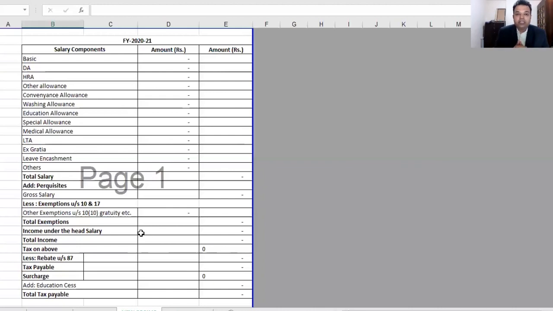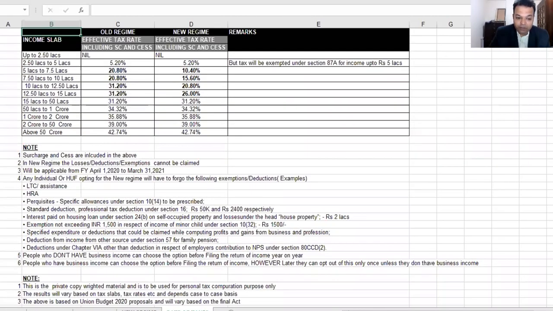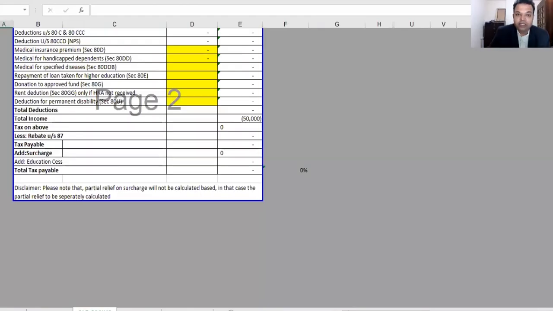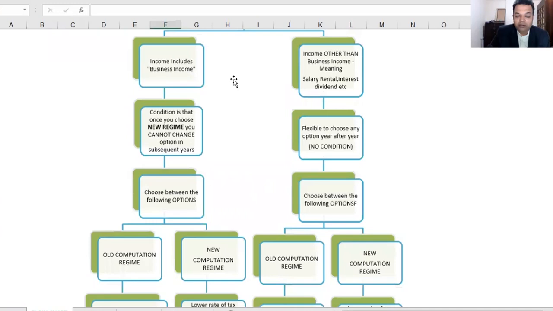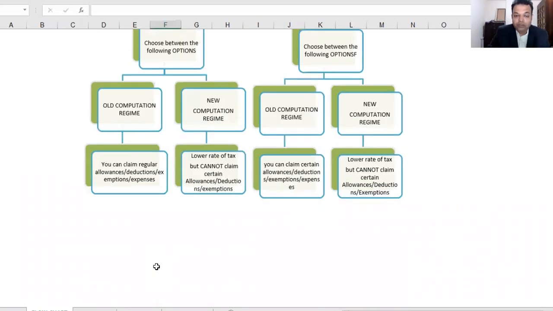So let's get started. As I said, number one, understand the tax rates. Number two, compute your tax under the old regime. Number three, compute your tax under the new regime. And then see, aligning with your financial goals, how you want to proceed. Now, there is also this flow chart, which I have mentioned, that is very helpful to flow through the process.